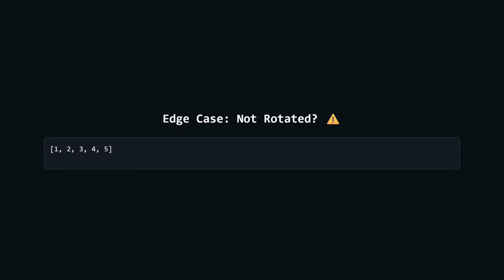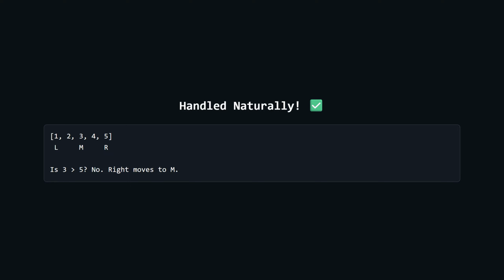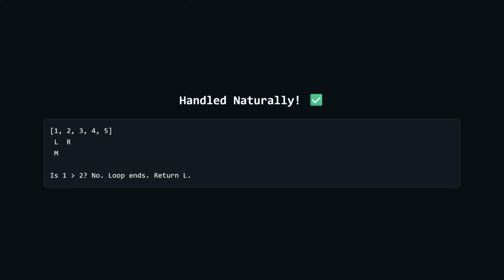Now what about edge cases? What if the list is passed in completely sorted and wasn't actually rotated at all? Our logic actually handles this perfectly on its own. Because the middle will always be smaller than the right, the right pointer will just steadily walk backward. It keeps stepping back until it hits index 0, correctly returning the very first element as the minimum.